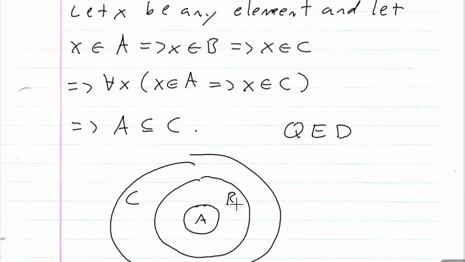But if B is a complete subset of C, that means every element in B, including A, is also in C. So clearly, if you pick an x in A, right, and A is a subset of B and B is a subset of C, then that element here is going to be in C as well, right? And that's it.